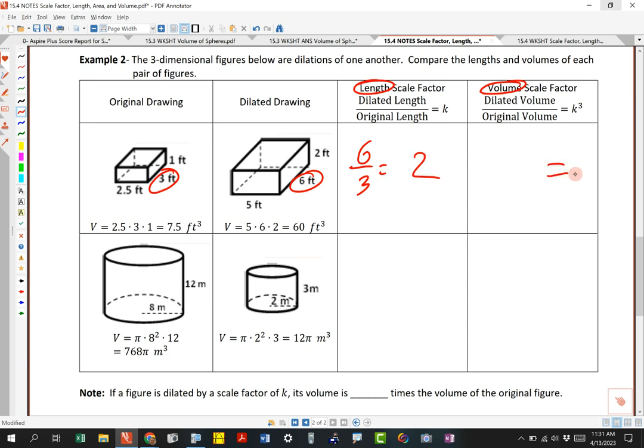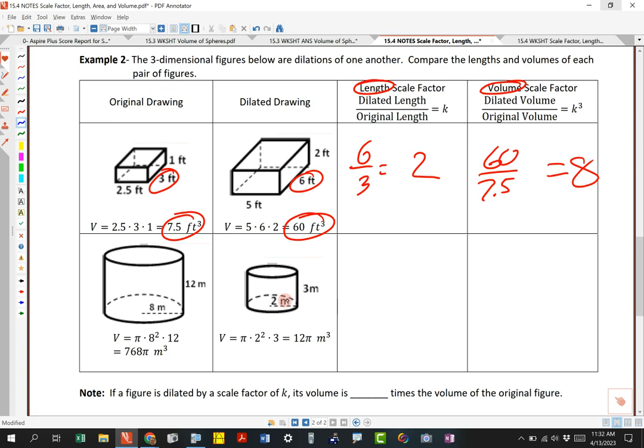Mason, according to your prediction, what should this answer be over here? 8. Should be 8. Let's check and see if it is. We're going to take the new volume, which is 60, divide it by the old volume, which is 7.5. And if you throw that into your calculator, if you divide 60 by 7.5, do you get 8? Yes. Okay. So last one, and then we'll take a look at the type of problem that you're going to be doing on the assignment, I think.